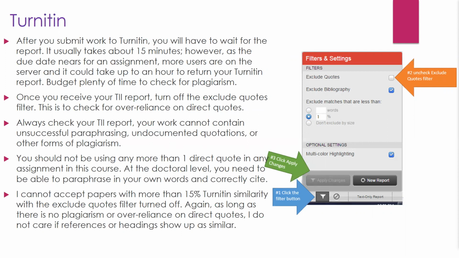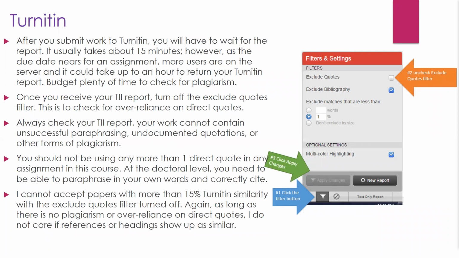Now we're going to be talking about the Module 7 Enhanced Synthesis paper. I can't accept a paper with more than a 15% Turnitin similarity, and that's with the exclude quotes filter turned off. To turn off the exclude quotes filter, look at the diagram here, click on the filter button, unclick exclude quotes, and then click apply changes.